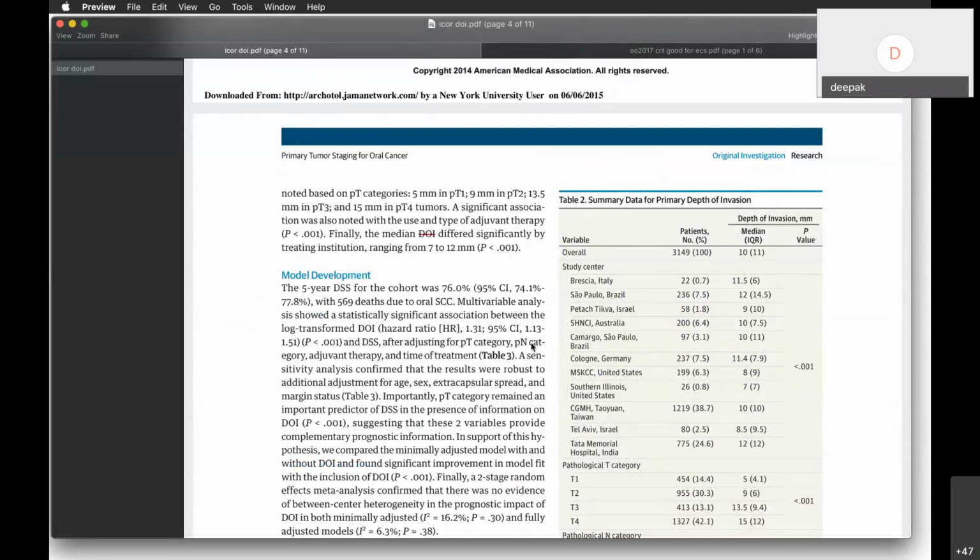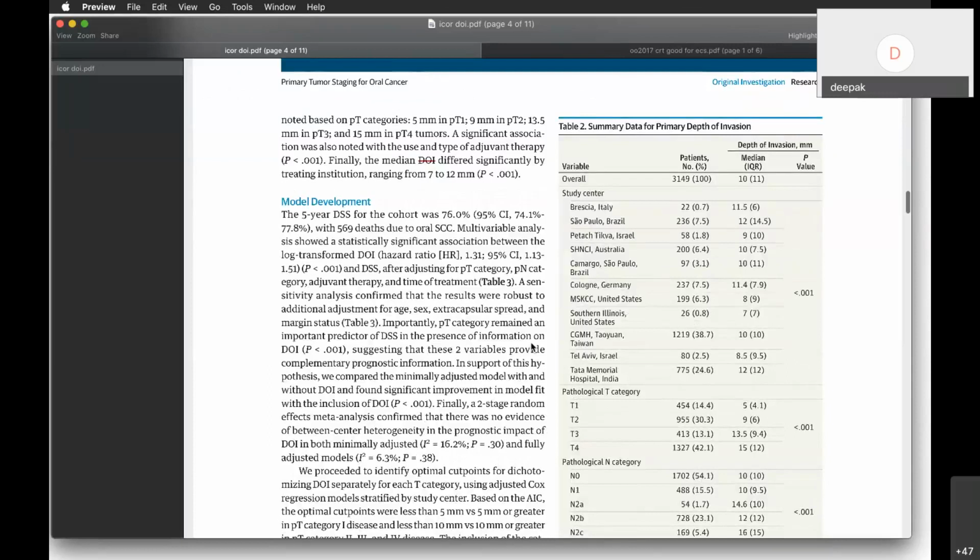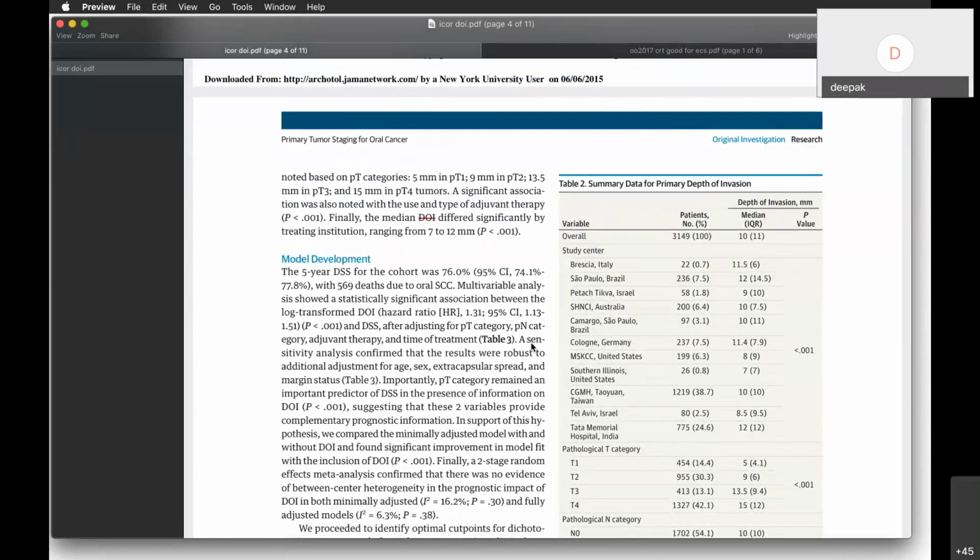Now, they started looking at how to develop the model. Leaving aside all statistical analysis, they looked at the entire cohort, including T1 to T4 and all the depth of invasion, and they found out that the... also said that after adjusting for T stage, N stage, adjuvant treatment, and the N treatment, the log transformed depth of invasion hazard was 1.31. So the hazard ratio had a significant impact on the outcome of these patients.